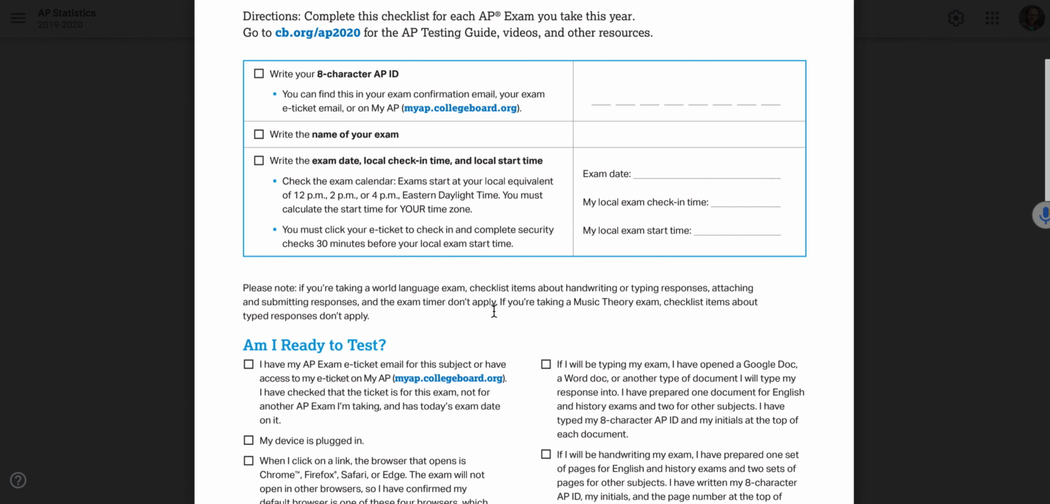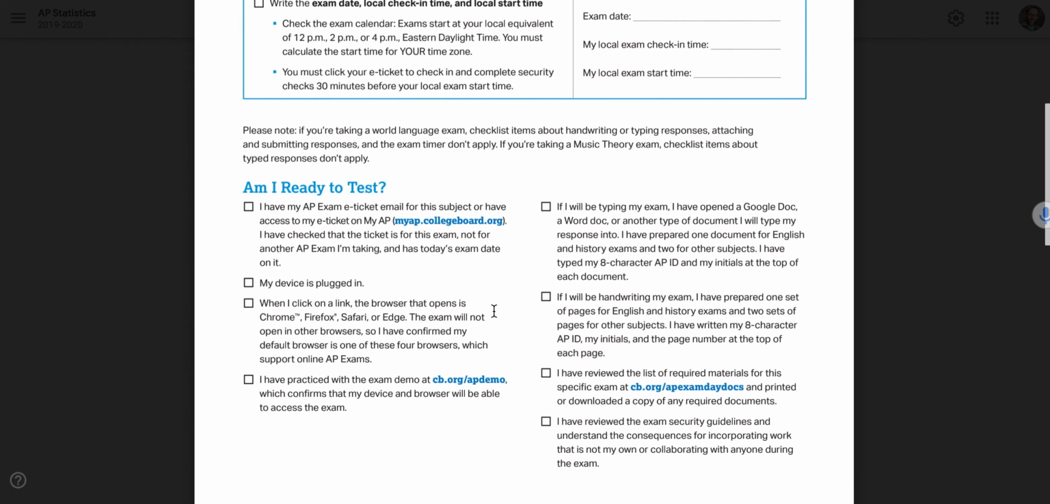Another thing, really, really important to do: make sure that you're ready to test. And this right here, the cb.org/AP demo, go and do this. I know some teachers don't want to suggest how to do this exam. I am actually going to suggest that you handwrite your exam, if you want to. Here's what I guess is important. When you do handwrite it, you're going to need your phone to take a picture of it. So when you do this practice, just use your phone.